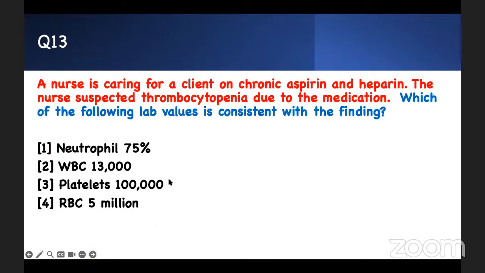Another question. Which of the following lab values is consistent with the finding? This is caring for a client on chronic aspirin and heparin. The nurse suspected thrombocytopenia due to the medication. Which of the following lab values is consistent with the finding? Thrombocytopenia, right? What do you think? The word is thrombocytopenia.